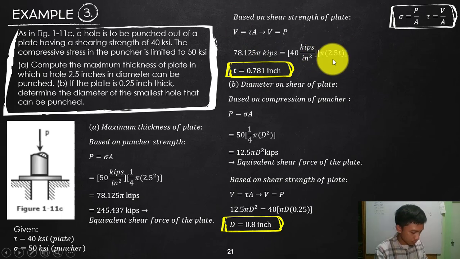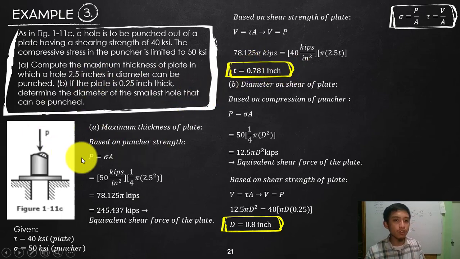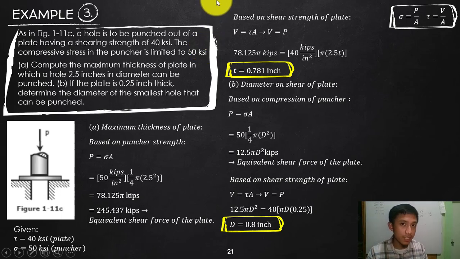So let's just try to check. Okay, 78.125 pi over 40 times 2.5 pi. So 25 over 32, or that is 0.78125, or to be rounded, 0.781 inch. So it means that if we want to maximize the strength of the material used in the puncher, then we can punch up to 0.781 inch thick of that 40 KSI plate. Okay, so that is your first problem, A.